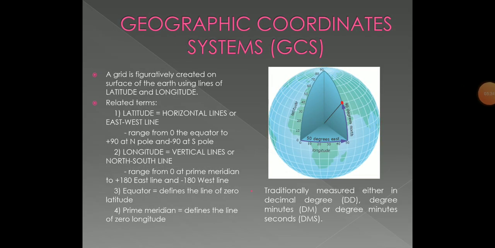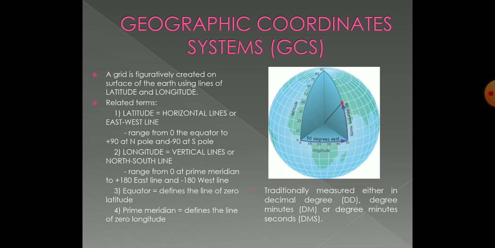GCS, the coordinate system used in geography that most people are familiar with, is a grid figuratively created on the surface of the earth using lines of latitude and longitude. You can refer to the diagram, the latitude and the longitude. The latitude is the lines used to measure how far north or south an object or feature is from the equator. Equator is the reference line for the latitude, starting at 0.